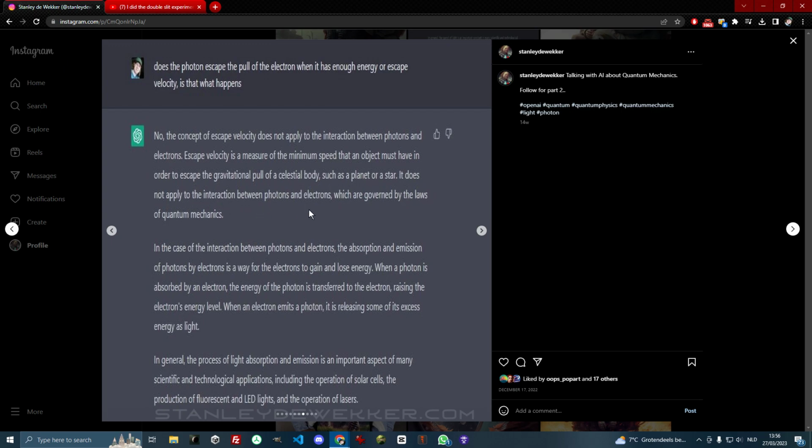It does not apply to interaction between photons and electrons, but they are governed by the laws of quantum mechanics. Well, that's what I'm asking about. What are the laws of quantum mechanics, right? But they're not going into that. In case of interaction between photons and electrons, the absorption and emission of photons. So we're talking about absorption and emission. Well, yes, we know that there's an emission, but what does that really mean? What's really happening? By electron, it's a way of the electron to gain and lose energy.